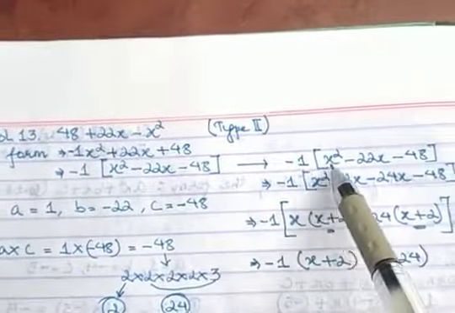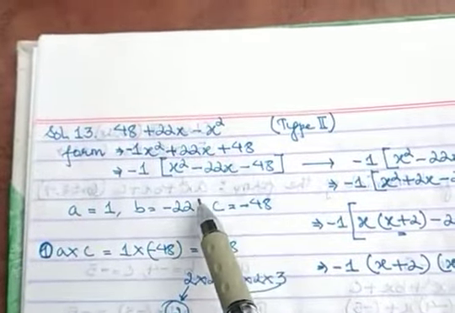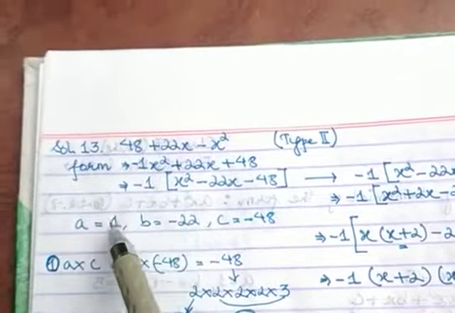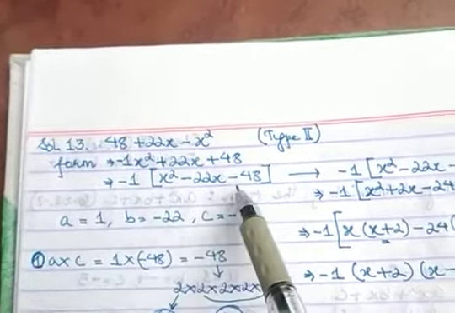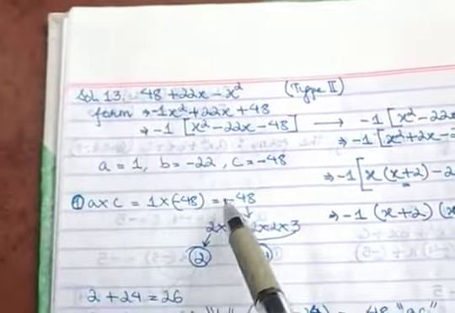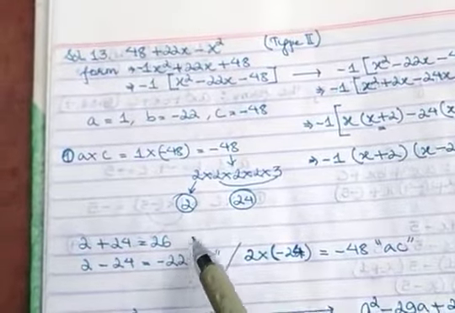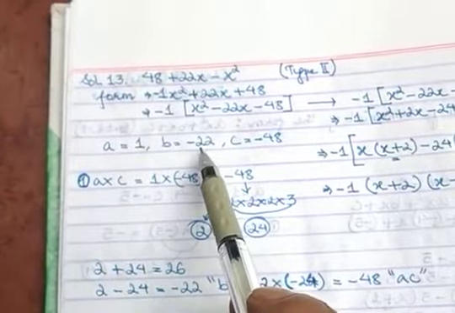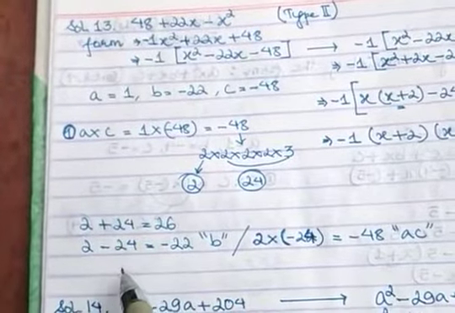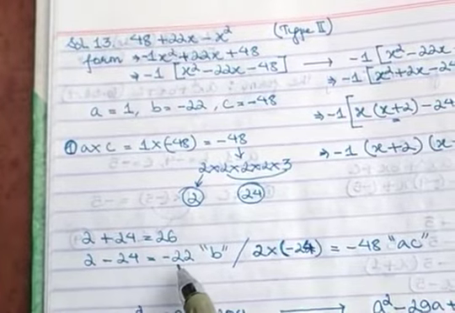So now what do I have? From within the bracket, I get to see the values of a, b and c, isn't it? So the value of a in here is 1, b in here is minus 22, c in here is minus 48. So when you multiply a and c, what will you get? 1 into minus 48, minus 48. The factors again, 2 and 24, will be the same. So I need minus 22 now, remember that. So 2 minus 24 or minus 24 plus 2 also, it's the same thing, isn't it? So 2 minus 24 is minus 22.